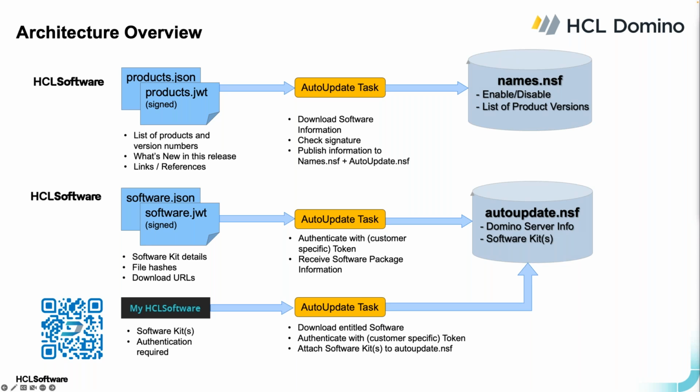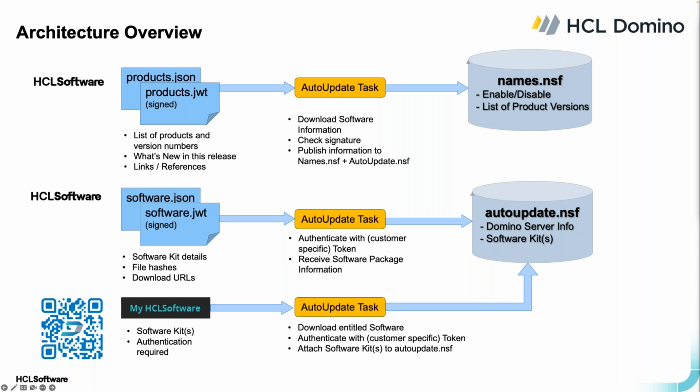The next layer is the software catalog. Again, the auto update task downloads that, and that is the master list of everything that we support downloading, distributing, and manipulating, with various capabilities for different types of products. That's where that information comes from. The auto update task will take that and create the software view, or the software catalog view, in the auto update.